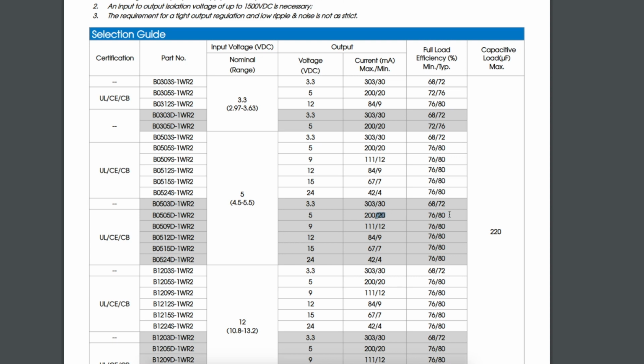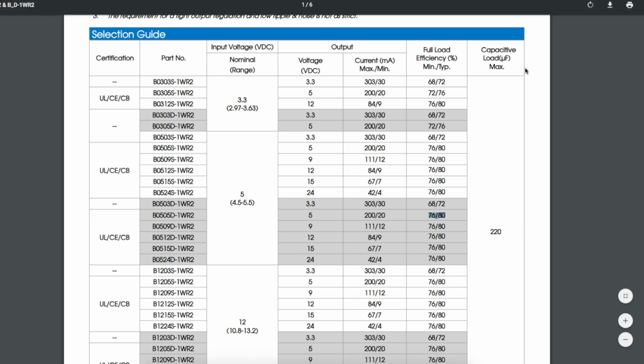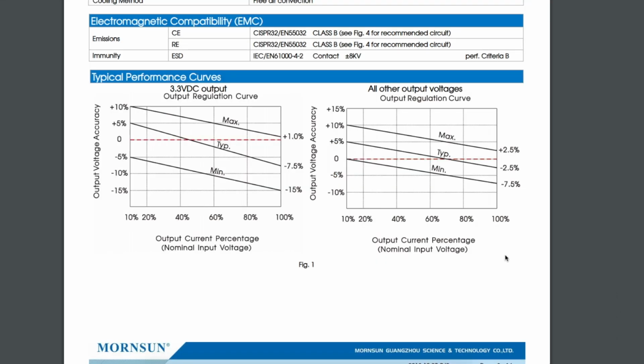The efficiency on this one can be 76 to 80%, and the load capacitance on the output can only go up to 220 microfarads. This one is not regulated, so depending on your load current, the output voltage may fluctuate.